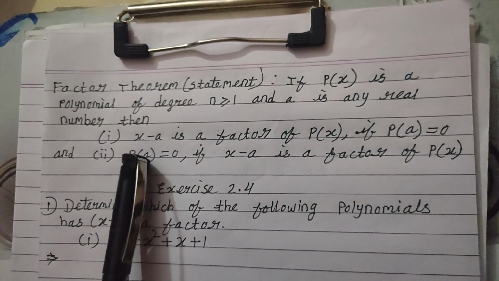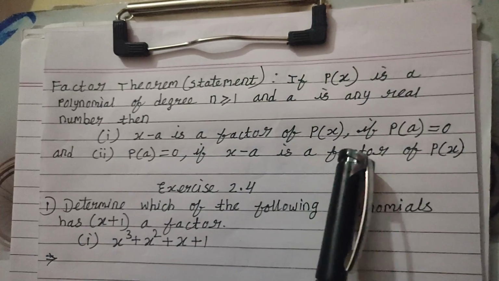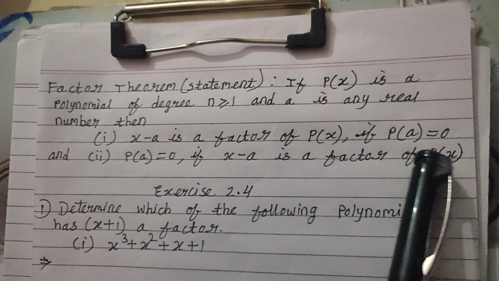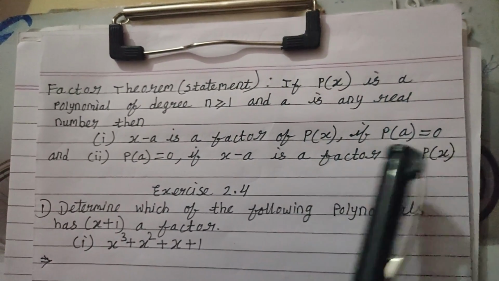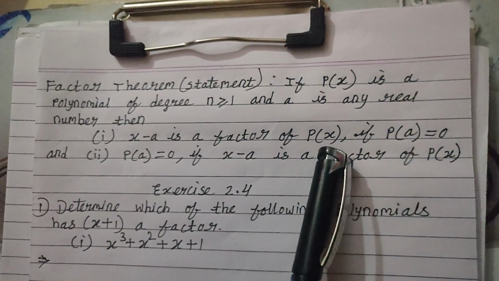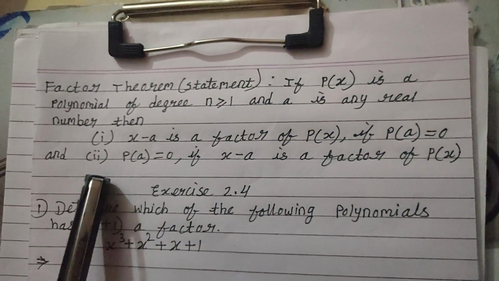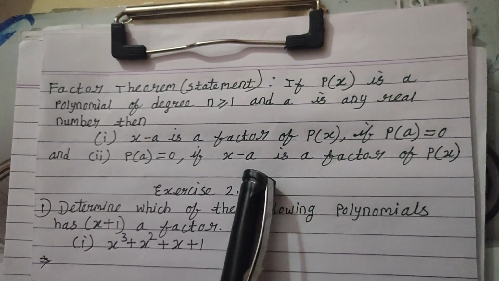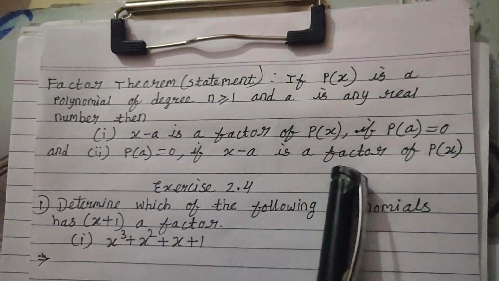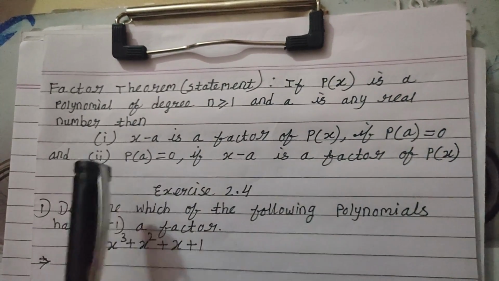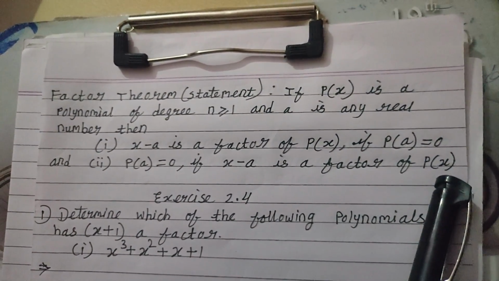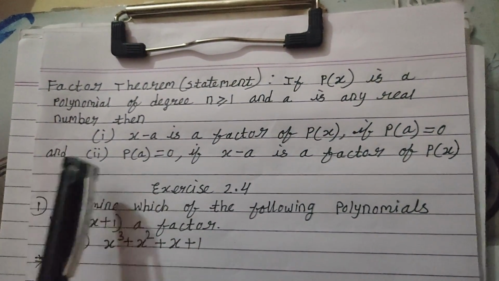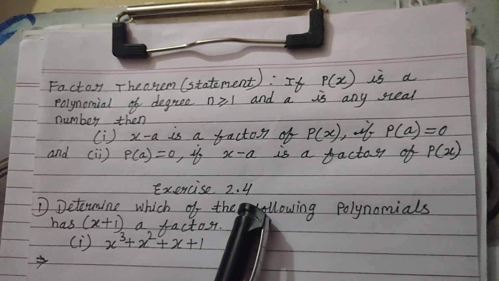First, x minus a is a factor of p of x if p of a is equal to 0. If in the question you have been given that p of a equals 0, then x minus a will be a factor of p of x. Second, if x minus a is a factor of p of x, then after replacing x by a, p of a will be equal to 0. Based on this we will solve exercise 2.4.